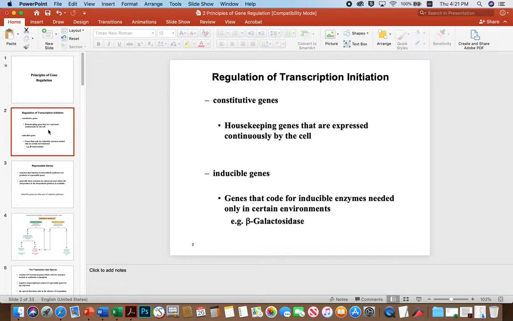And inducible genes, on the other hand, are genes that code for inducible enzymes needed only under certain environments. So the example that I give is beta-galactosidase, which is essential for utilizing lactose. The microbe wouldn't need the enzyme beta-galactosidase if there's no lactose around. So that particular set of genes that includes beta-galactosidase would need to be regulated very specifically.